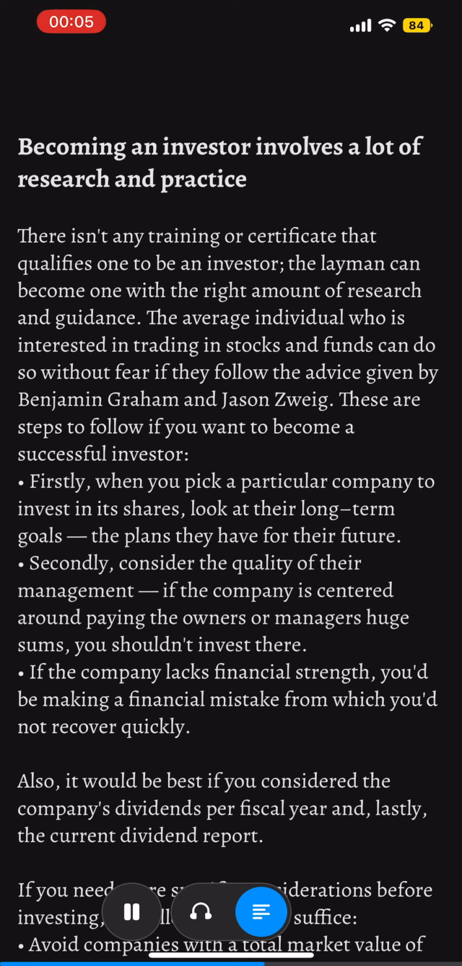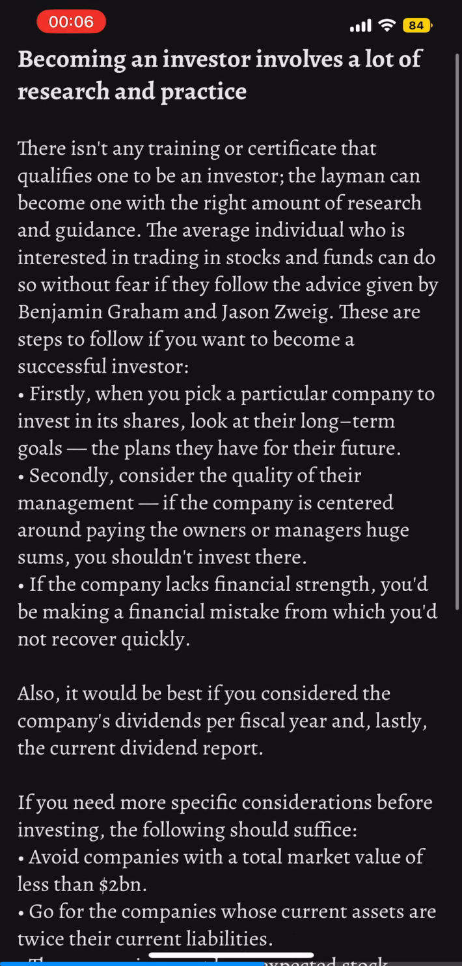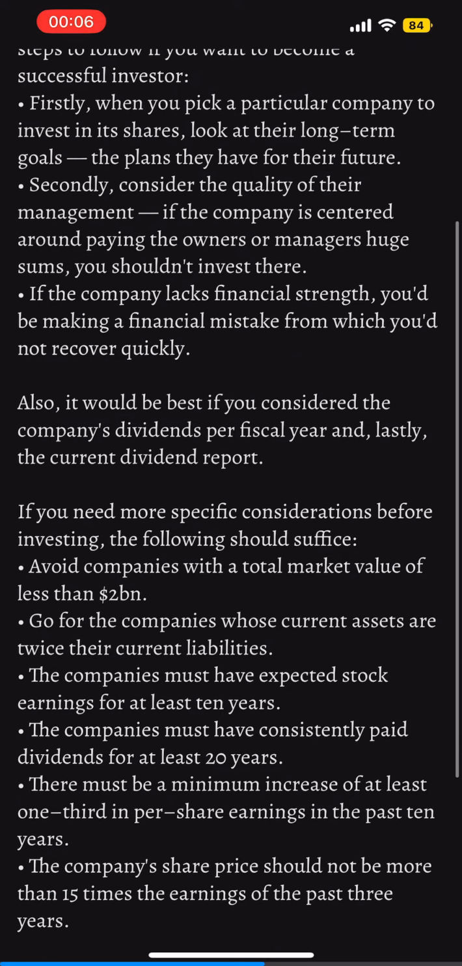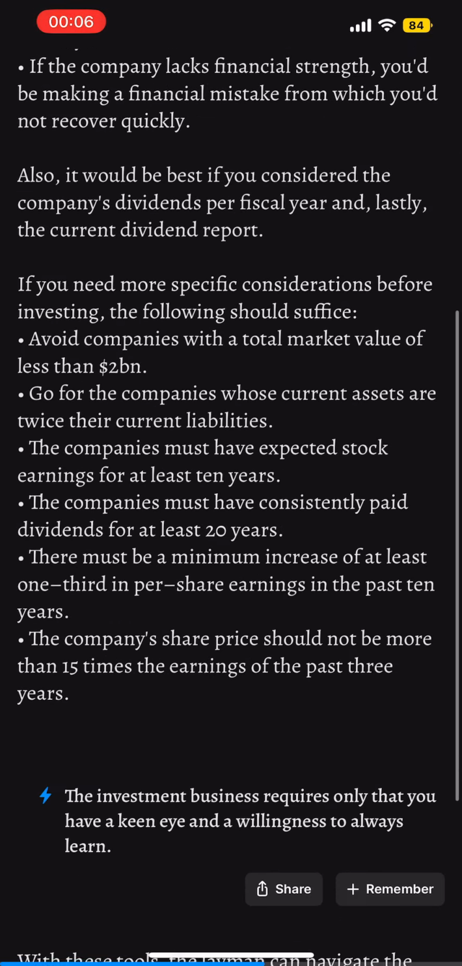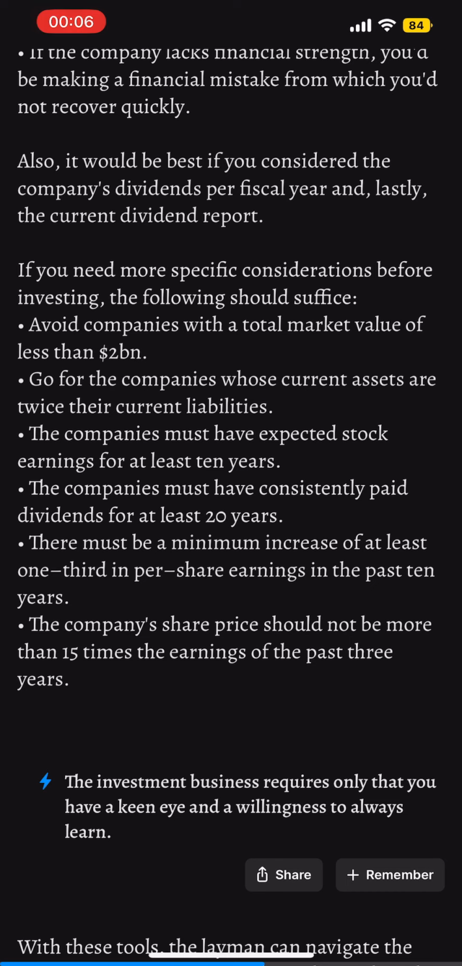These are steps to follow if you want to become a successful investor. Firstly, when you pick a particular company to invest in its shares, look at their long-term goals, the plans they have for their future. Secondly, consider the quality of their management. If the company is centered around paying the owners or managers huge sums, you shouldn't invest there. If the company lacks financial strength, you'd be making a financial mistake from which you'd never recover quickly. Also, it would be best if you considered the company's dividends per fiscal year, and lastly, the current dividend report.